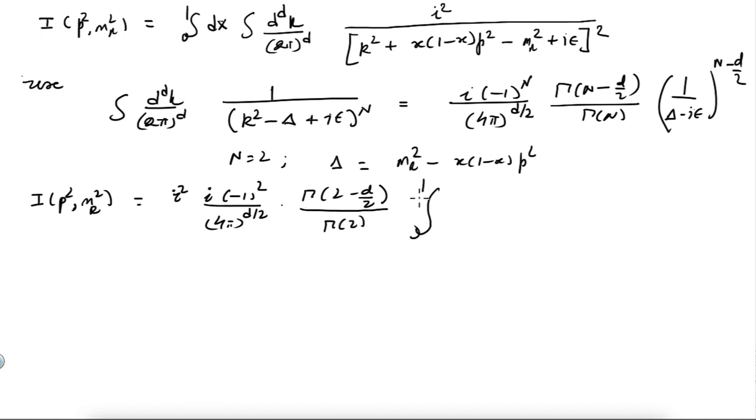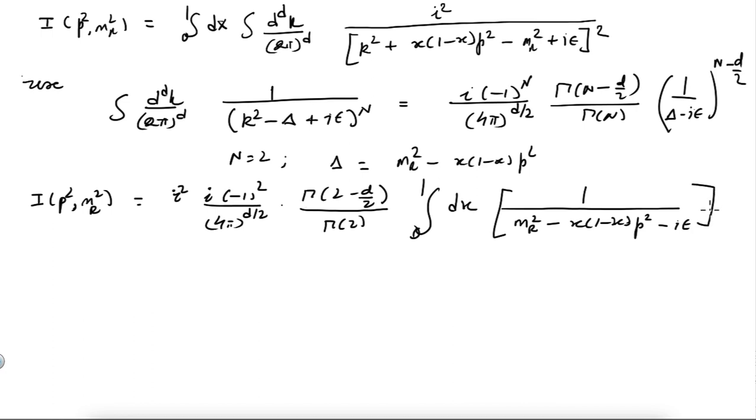And then you have integral 0 to 1 dx, and 1 over (m_r square minus x (1 minus x) p square minus epsilon). Okay, this entire thing to the 2 minus d over 2. Okay, so that's what we get, and you see that you get a simple pole from here. Okay, so let's extract that pole. We are almost there.